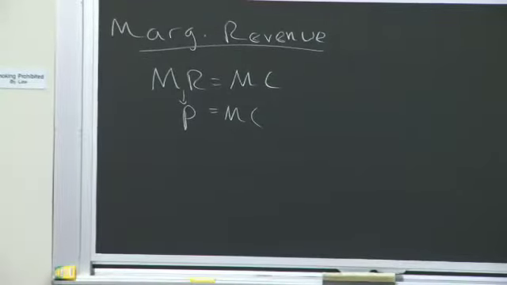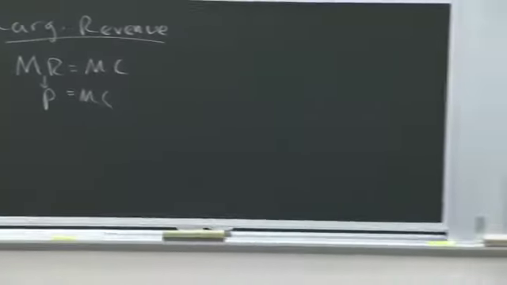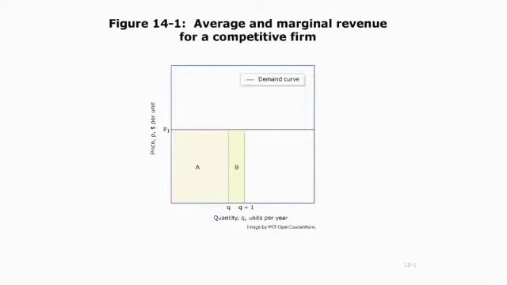So for example, to see that, let's look at figure 14.1. This is another way to think about how marginal revenue is price. Probably next year when I teach this, I'll put this in the lecture on competition. Remember, a perfectly competitive firm faces a perfectly elastic demand curve, so they have to think about the implications of the marginal unit they sell.